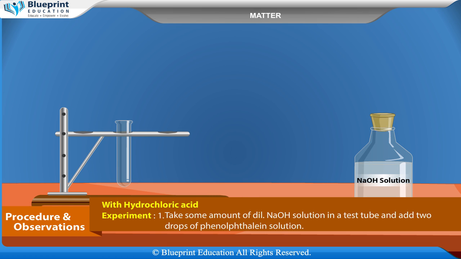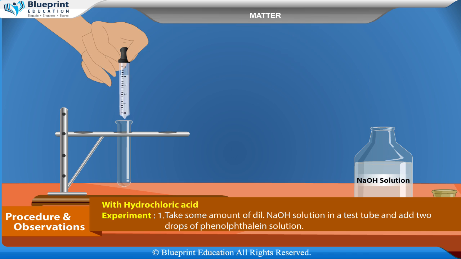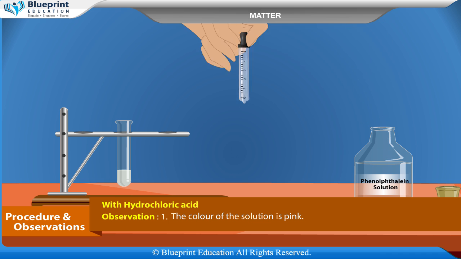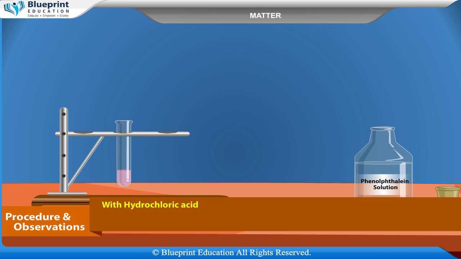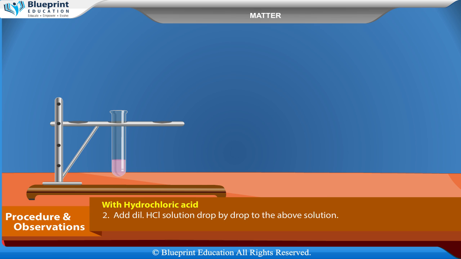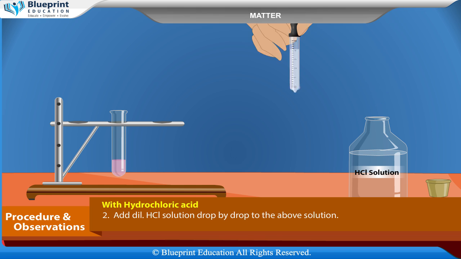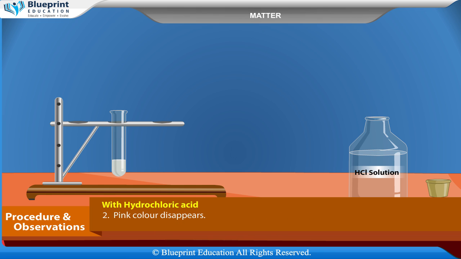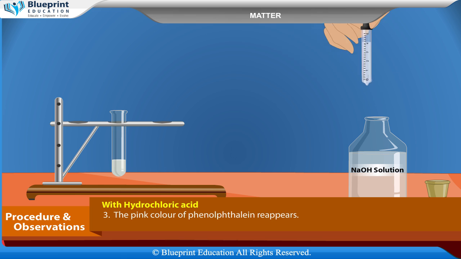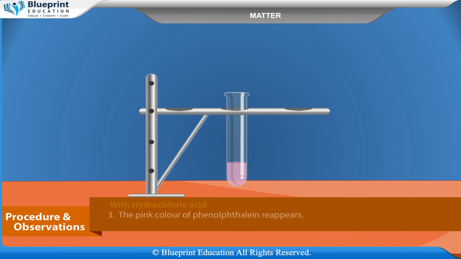Experiment: take some amount of dilute NaOH solution in a test tube and add 2 drops of phenolphthalein solution. Observation: the color of the solution is pink. Inference: NaOH is alkali. Add dilute HCl solution drop by drop to the above solution. Pink color disappears. The effect of base NaOH is nullified by an acid HCl and vice versa. Add a few drops of NaOH to the above solution. The pink color of phenolphthalein reappears.